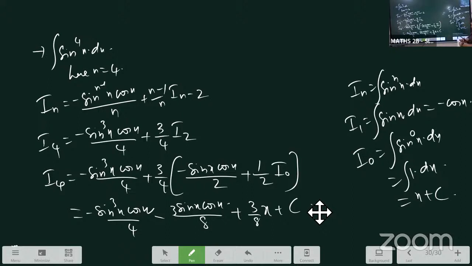Is it clear? So when n is 4, the answer is minus sin cube x cos x by 4 minus 3 by 8 sin x cos x plus 3 by 8 x plus c. Is it clear?